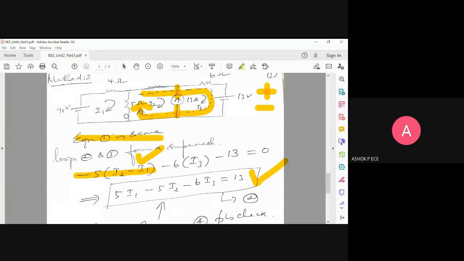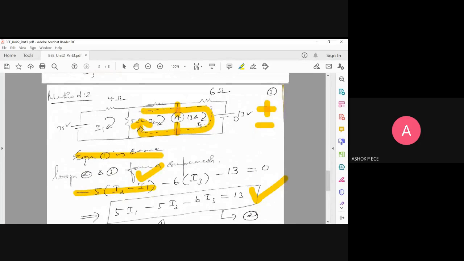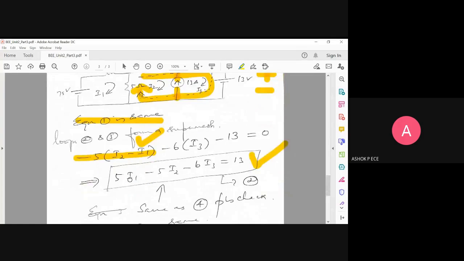The super mesh will be larger than the other loops in your system. So this is your super mesh. The currents are still I2 and I3 only. So in the super mesh, use the currents I2 and I3 and write the KVL equation. For the 5 ohm resistor, it is minus 5 into (I2 minus I1), since in this loop I2 is the dominating current. For the 6 ohm resistor, I3 is the current, so minus 6 into I3, minus 13 equal to 0. If you rearrange, you get 5I1 minus 5I2 minus 6I3 equal to 13.